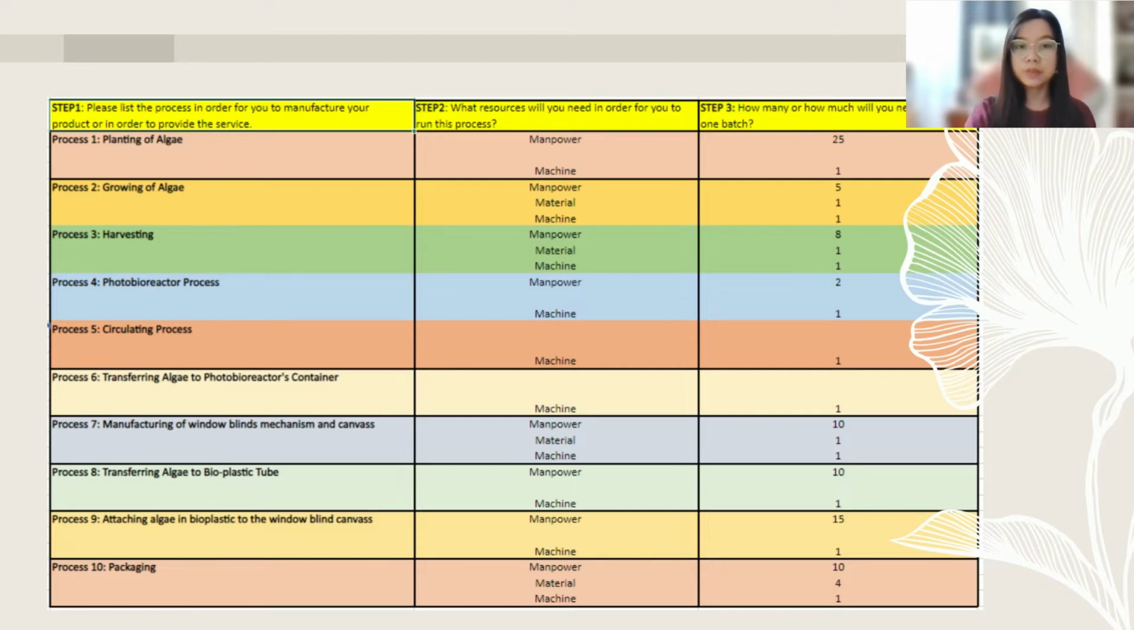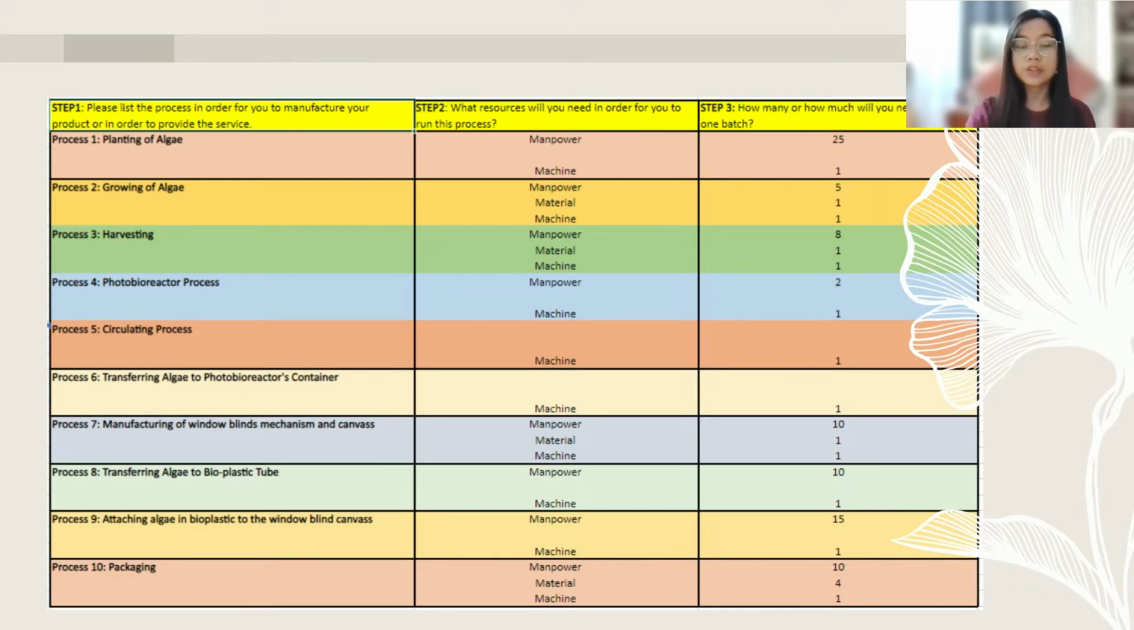Moving to step number 2, this includes a list of resources to complete the process. The resources may comprise manpower, material, and machine depending on the procedures to be carried out. For example, process 1 necessitates the use of both manpower and machine, so we only assign the resources that are necessary to each task. The same may be said for the other procedures listed in our financial report.